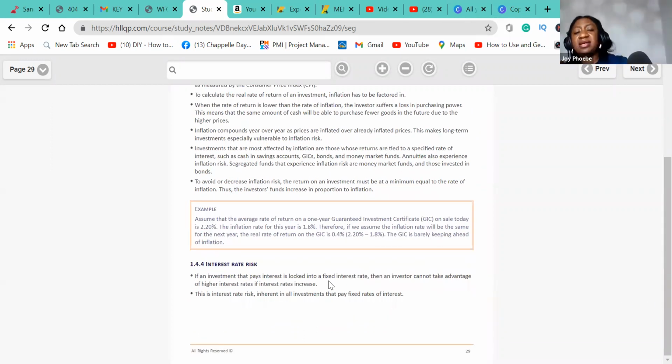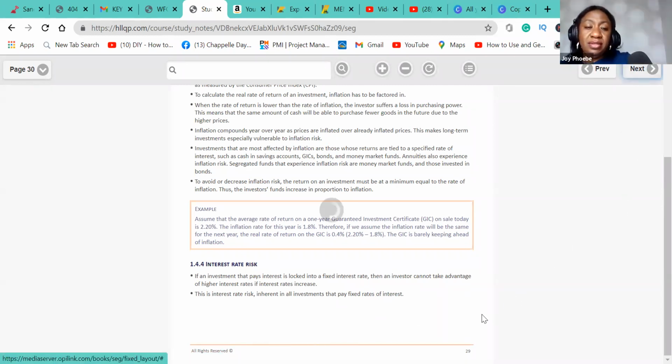Then when we talk about interest rate risk: in an investment that pays interest, if it is locked into a fixed interest rate, then an investor cannot take advantage of a higher interest rate if interest goes up. When the investment is interest driven and that interest is locked in, you can't take advantage when the interest goes up. Your hands and legs are tied, right?